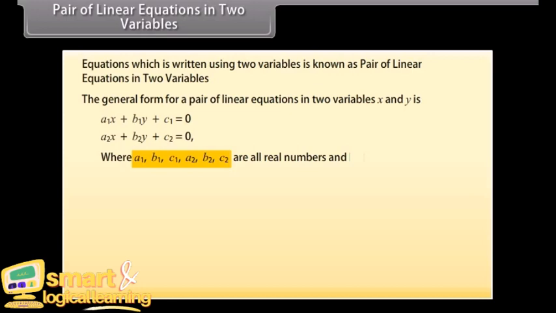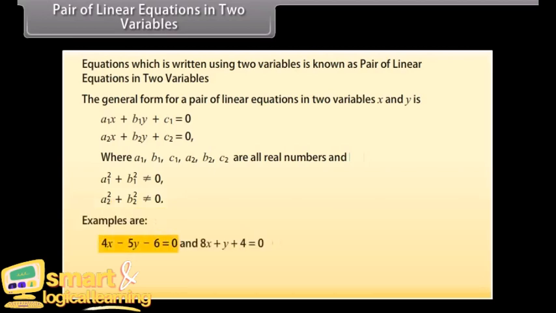all real numbers and a1 square plus b1 square is not equal to 0, a2 square plus b2 square is not equal to 0. Examples are 4x minus 5y minus 6 equals 0 and 8x plus y plus 4 equals 0. x plus y equals 12 and 7 equals y.